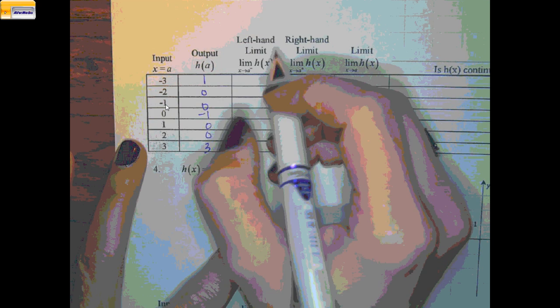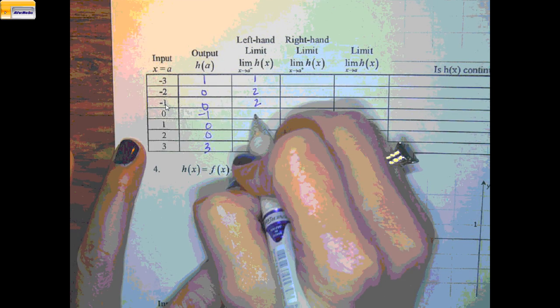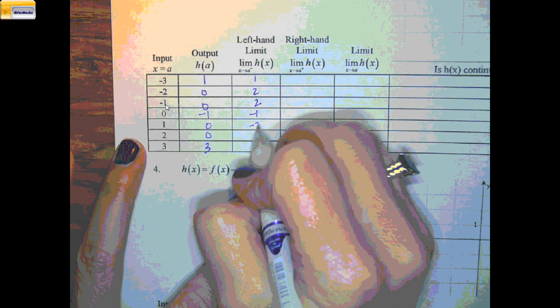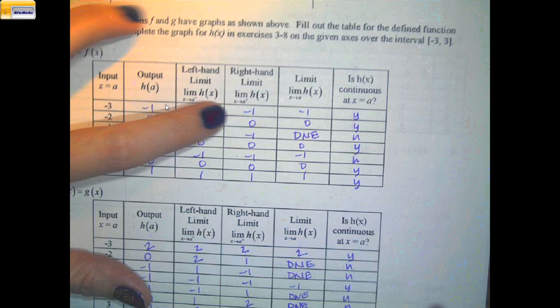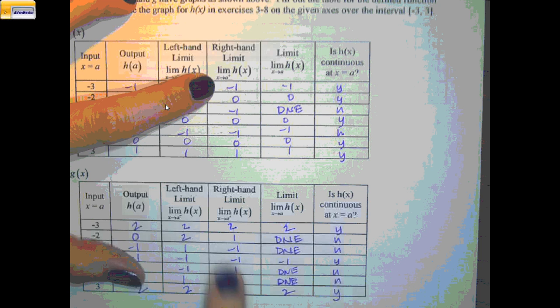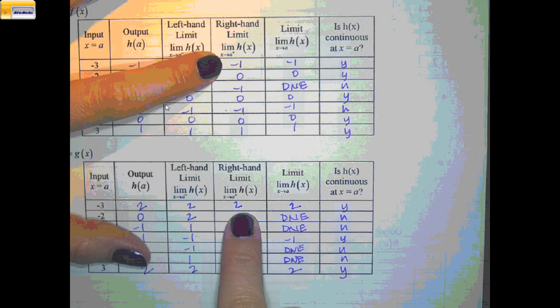All right, Logan, tell me what you just wrote down. 1, 2, 2, -1, -2, 1. Okay, right-handed limits, exact same rules. Here we go. Right-handed limit for f of x, right-handed limit for g of x. We add them together. -1 and 2 is 1. Write it down. 0 and 1 is 1.